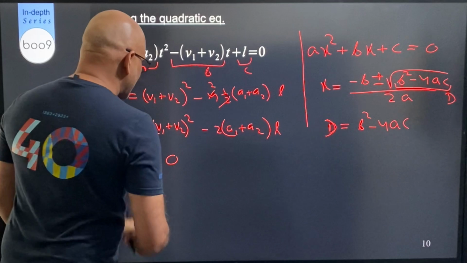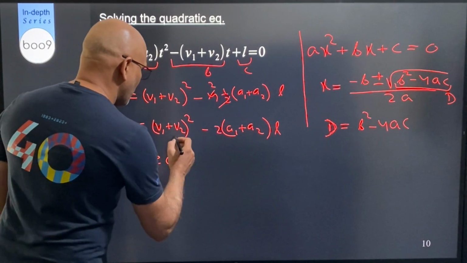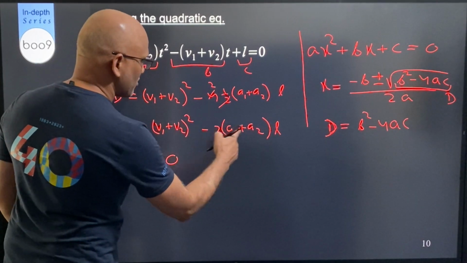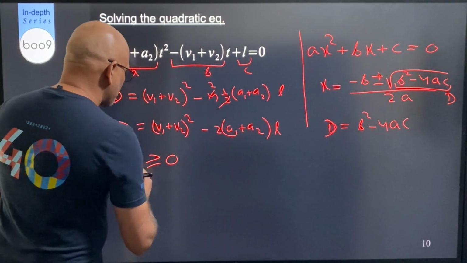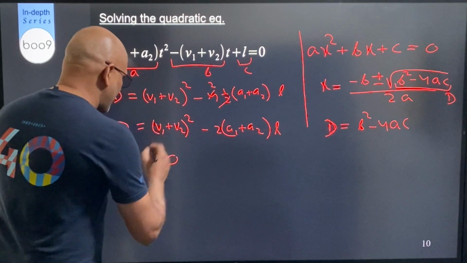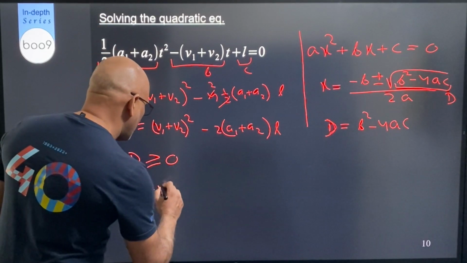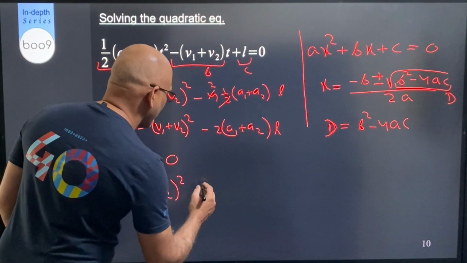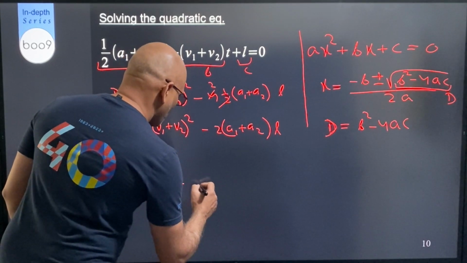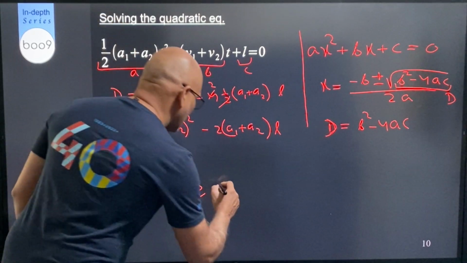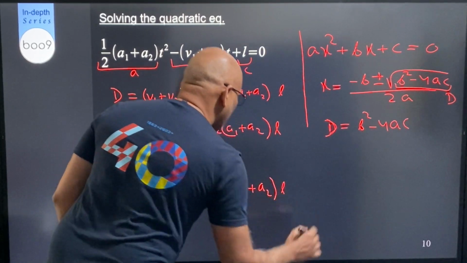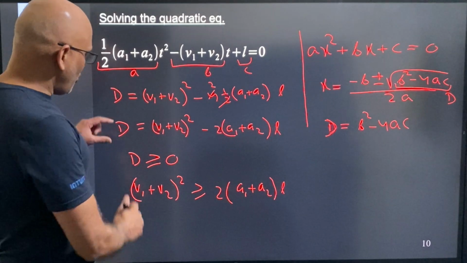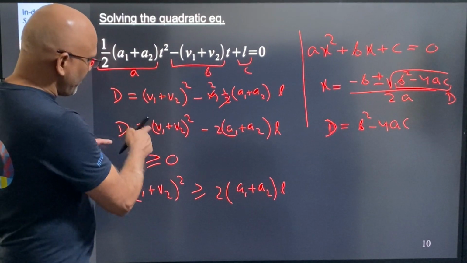So if I set this here, that is going to be (v1 plus v2) square minus this is going to be greater than or equal to 0. Now, let me try to rewrite that. (v1 plus v2) square should be greater than or equal to 2 times (a1 plus a2) L. I have simply used the value for D from here, right?